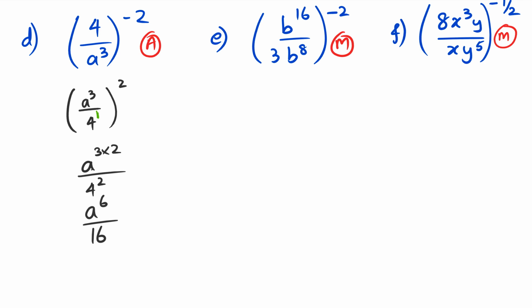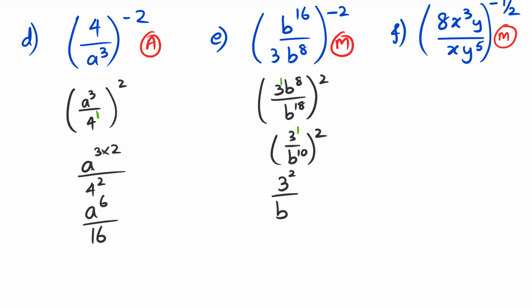So same procedure for the next question. I'm going to flip the bracket, the fraction, and I'm going to change the power from negative to positive. Once we do that, it's just the same procedures. But remember, in this case, we've actually got b's in the numerator and the denominator. We've got 8 of them in the top, 18 of them in the bottom. So I'm going to rewrite this as 3 over b to the power of 10, squared. You guys okay with that? Once we do that, because this is 3 to the power of 1, we're going to rewrite this as 3 squared over b to the power of 10 times 2, which means we're going to get an answer of 9 over b to the power of 20.